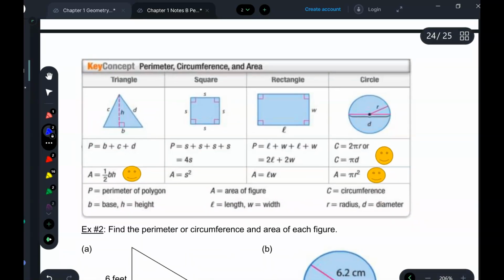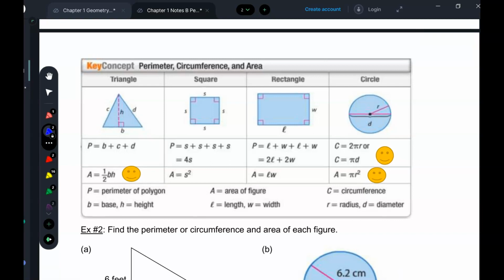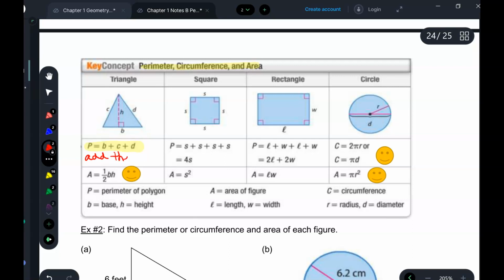Okay, a quick review of perimeter, circumference, and area. Okay, let's look at a triangle first. How do you find the perimeter of something? You add up all the sides. For perimeter, we're just adding the sides. So on regular or irregular? It was regular. So we add the sides, right?